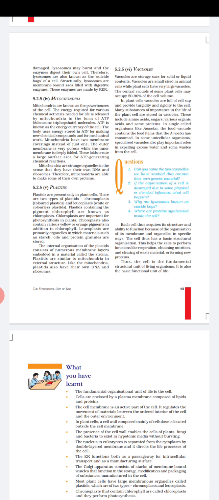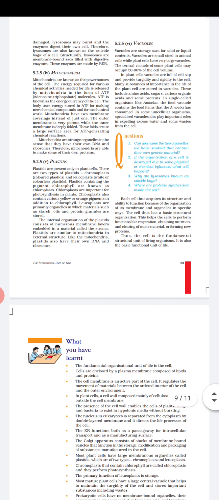Mitochondria have two membrane coverings instead of just one. The outer membrane is very porous, while the inner membrane is deeply folded. These folds create a large surface area for ATP-generating chemical reactions. Mitochondria are strange organelles in the sense that they have their own DNA and ribosomes. Therefore, mitochondria are able to make some of their own proteins.